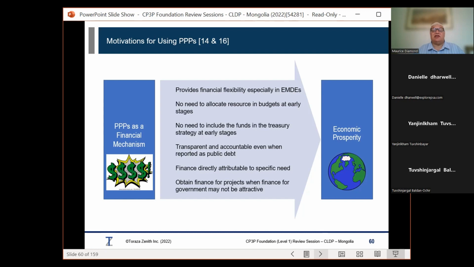There's no need to allocate resource in budgets at the early stages. No need to include the bills in the Treasury Fund strategy at early stages. Transparent and accountable even when reported as a public debt. The finance is directly attributable to meet specific need, and then we can obtain finance for projects when finance for government may not be so attractive.